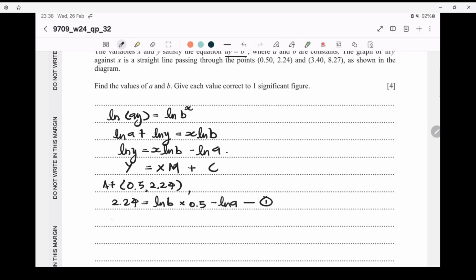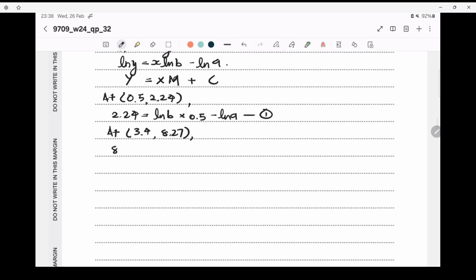The second equation will be the second point, (3.4, 8.27). So you have 8.27 equals ln b multiplied with 3.4 minus ln a. So that will be your second equation. So basically you can do the substitution method.